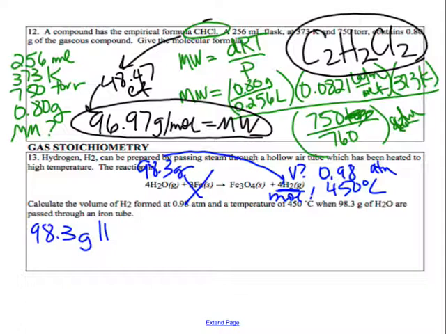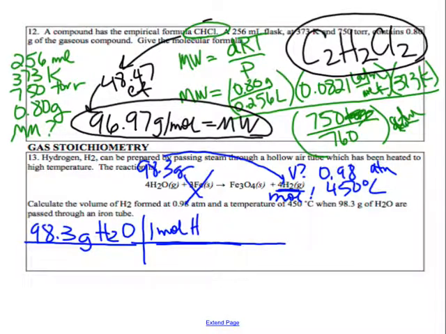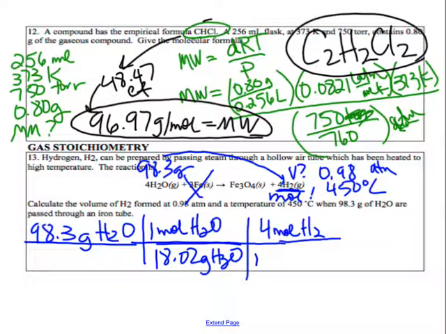98.3 grams of water. How do I mole bridge? Got to get to moles first. For every 1 mole of water, I have 18.02 grams of water. So my grams of water cancels. Now I'm in moles. Now I can mole bridge. For every 4 moles of H2, I have 4 moles of water. Do I need to go on? No, I'm going to stop it here, and I'm going to find moles of H2, which would be what? 5.46 moles. That's a lot of moles.